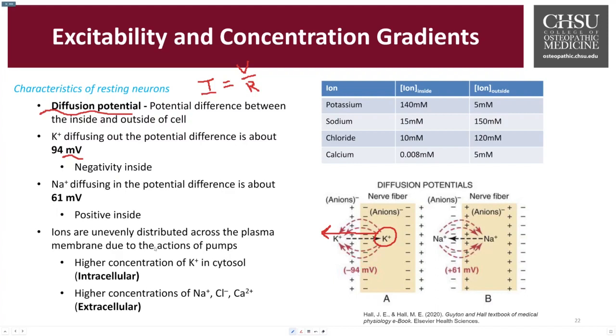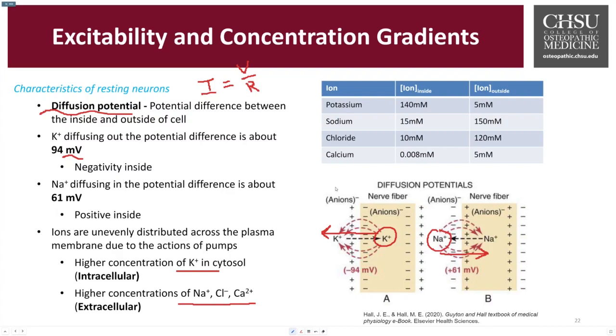If you just isolate and look at the sodium ions by itself, sodium tends to diffuse from the outside of the cell to the inside, creating a more positive side on the inside, which creates a positive 61 millivolts. These ions are unevenly distributed across the membrane, and you have all these pumps that are actively pumping and moving ions around. So as a snapshot, in the cytosol, or on the inside of the cell, you're going to have a higher amount of potassium, and then you're going to have a much higher amount of sodium, chloride, and calcium on the outside of the cell.